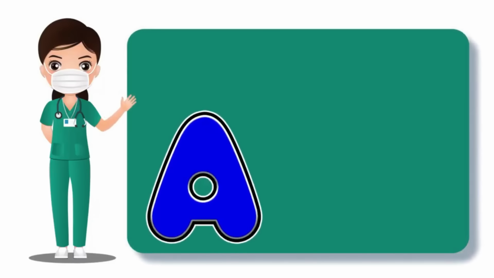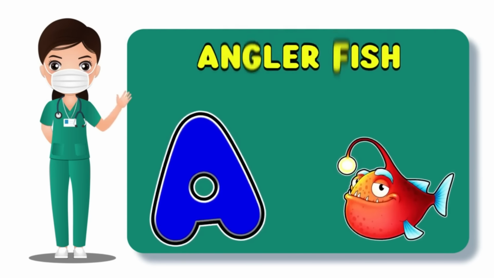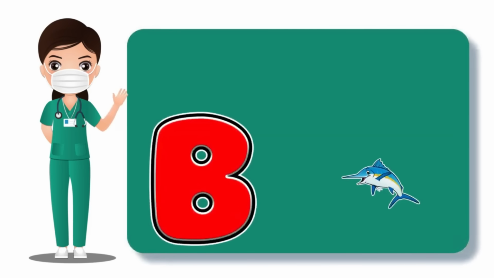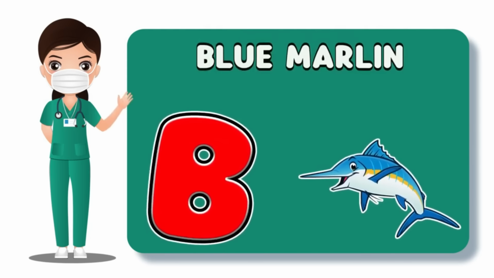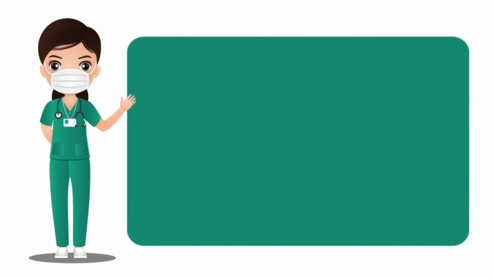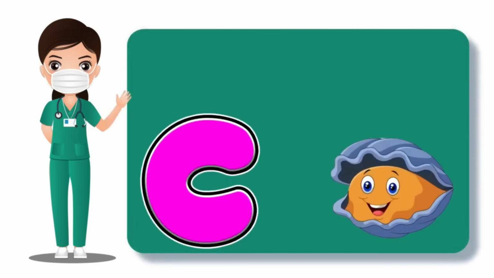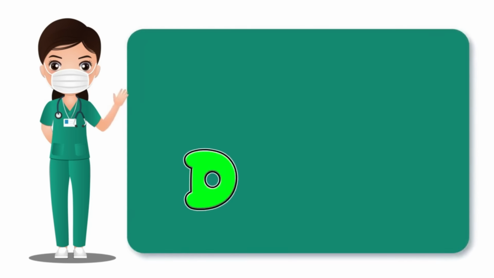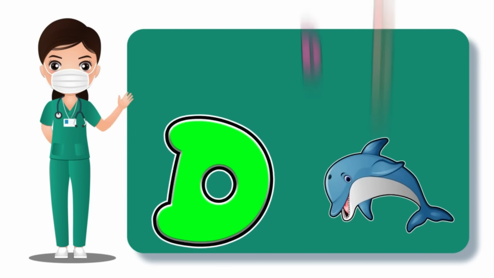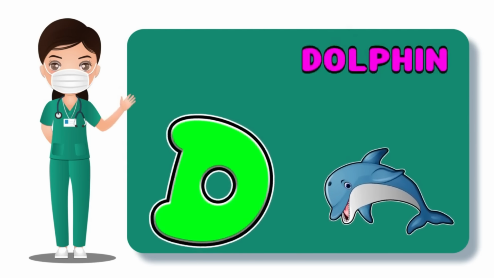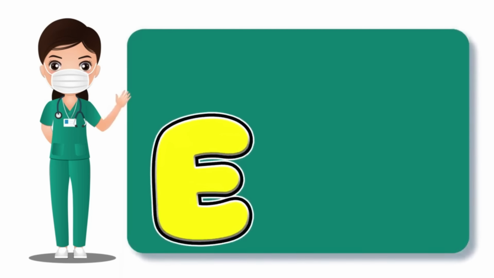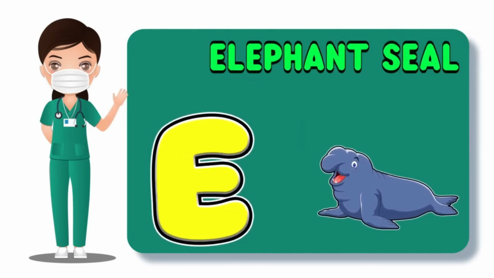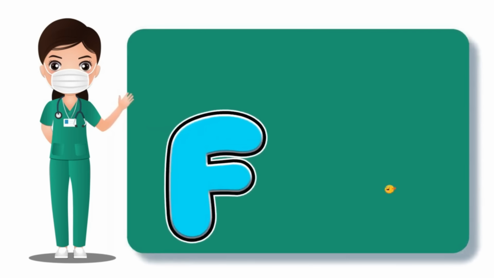A. A is for anglerfish. B. B is for blue marlin. C is for clam. D. D is for dolphin. E. E is for elephant seal. F. F is for fugu.